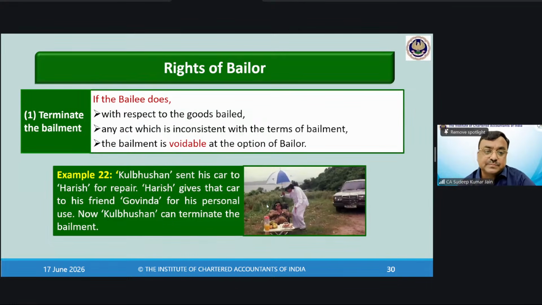See the example 22. Kulbhushan sent his car to Harish for repair. The movie scene from Coolie number 1. Kulbhushan Kharbanda sent his car to Harish for repair, but Harish gives that car to his friend Govinda for his personal use. Now Kulbhushan, that is the bailor, can terminate the bailment because he has given the car to the bailee, that is Harish, for repair purpose. But Harish, the bailee, used the car for his friend. That is not given in the contract of bailment. So, in this case, Kulbhushan can terminate the contract of bailment.